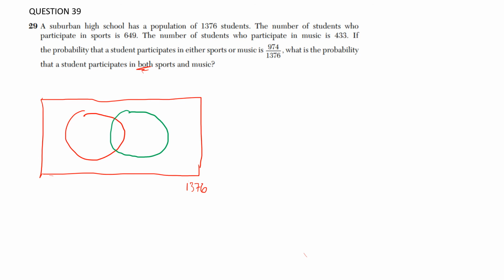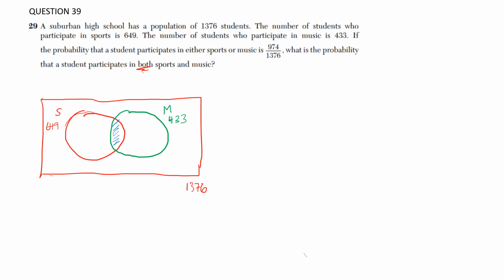Okay? This first one here will be the people in sports. Red is sports, okay? And that has 649 people, that entire red circle, okay? That's including the overlap. So the whole red circle is 649. For the green circle, we have people doing music, and that's 433. So there's some overlap in the middle. I'll color it in blue, okay? And we can quickly find what that overlap is, right? Because this is the whole school population.